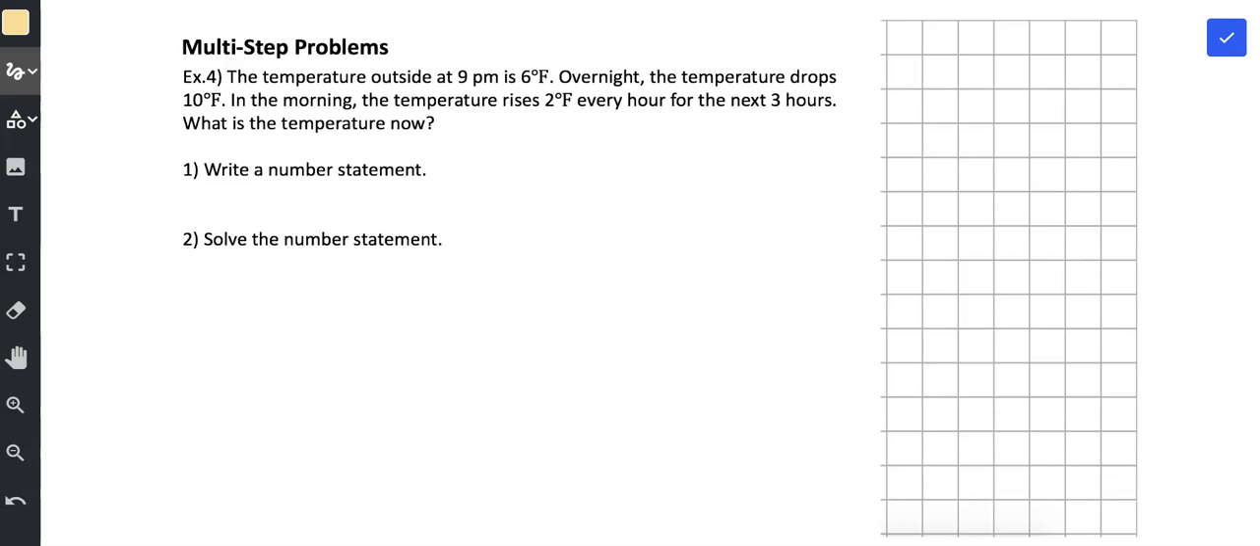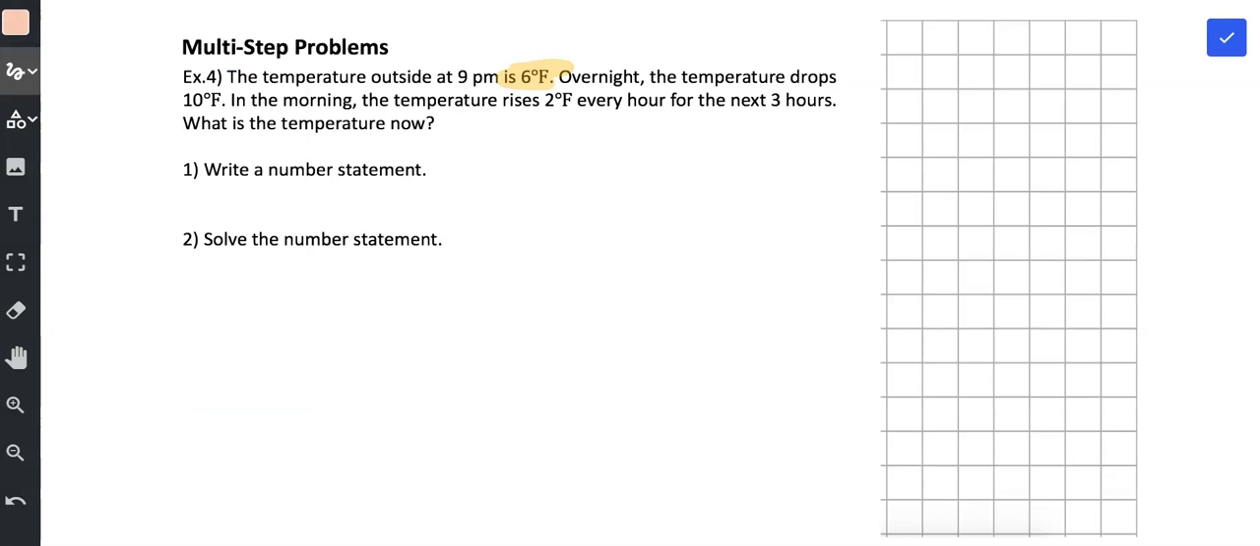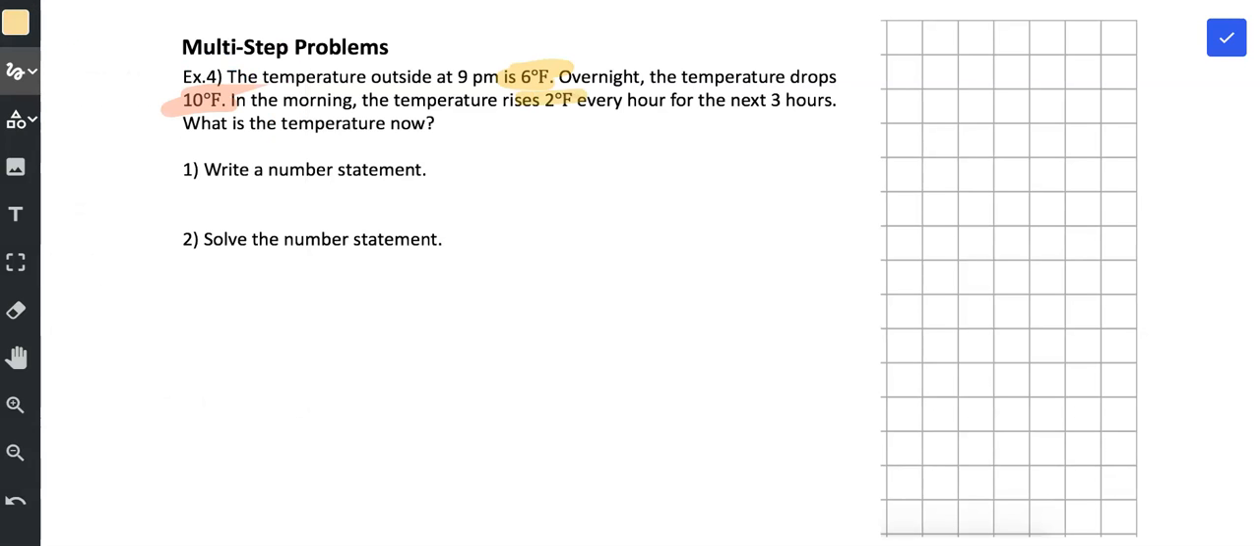The temperature outside at 9 p.m. is 6 degrees Fahrenheit, so that's a positive. Overnight, the temperature drops 10 degrees Fahrenheit. So drops means a decrease, so that's going to be a negative number. In the morning, the temperature rises 2 degrees every hour for the next 3 hours. So that's a positive. The temperature is increasing. And then we need to write a number statement to figure out what the temperature is now.